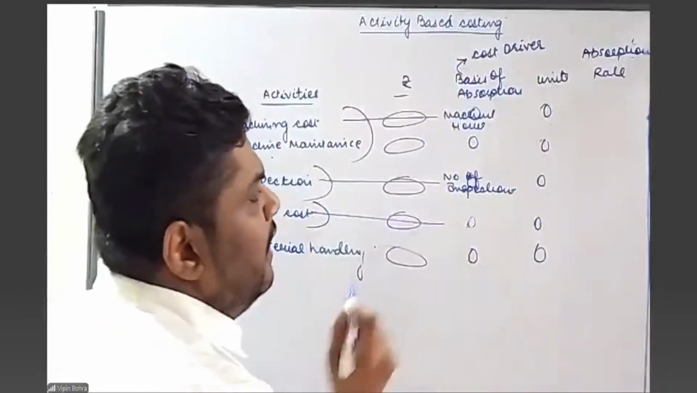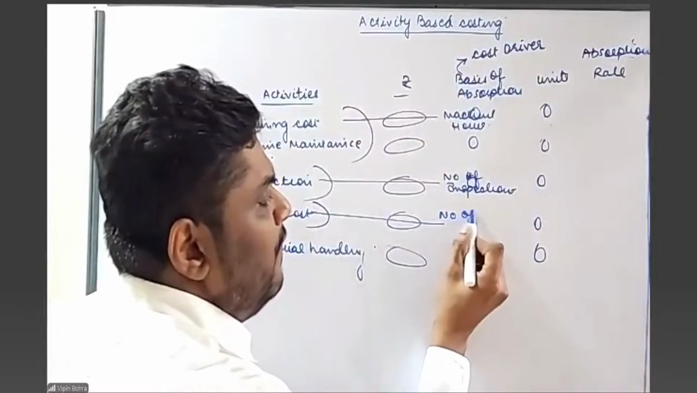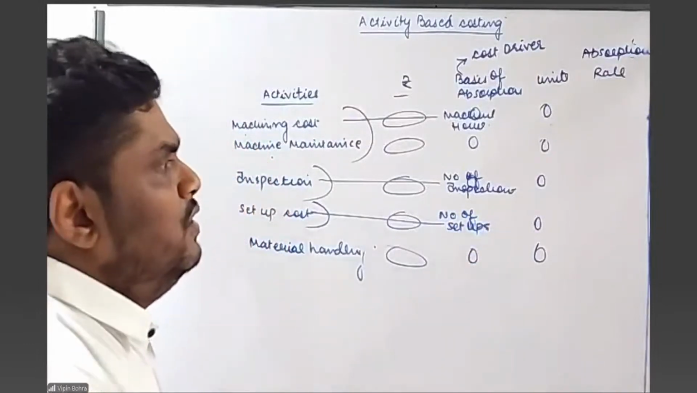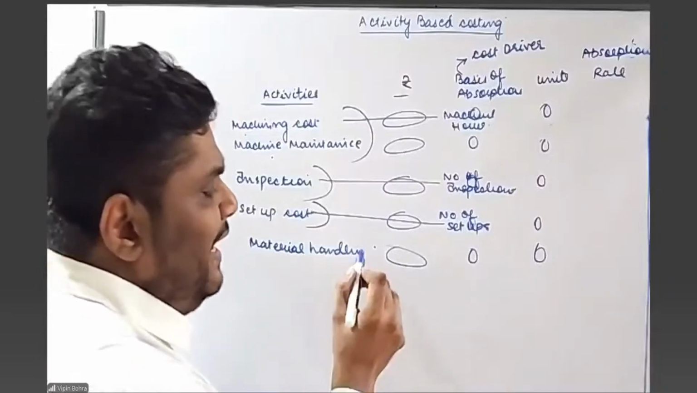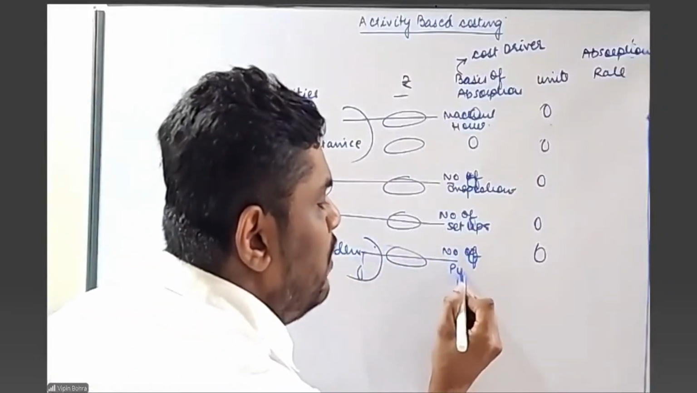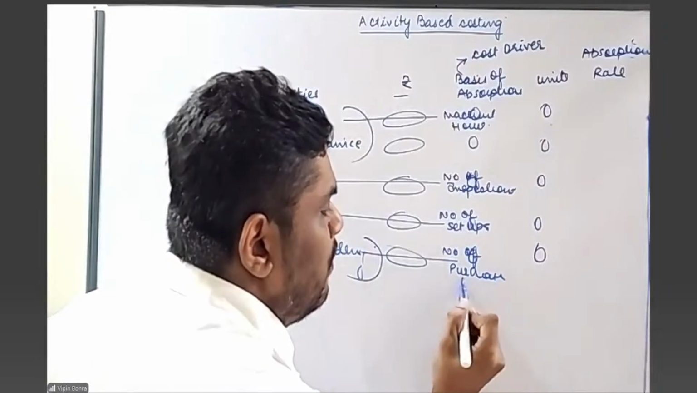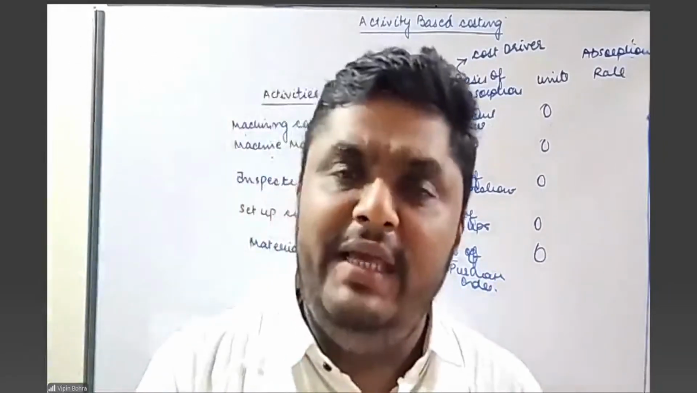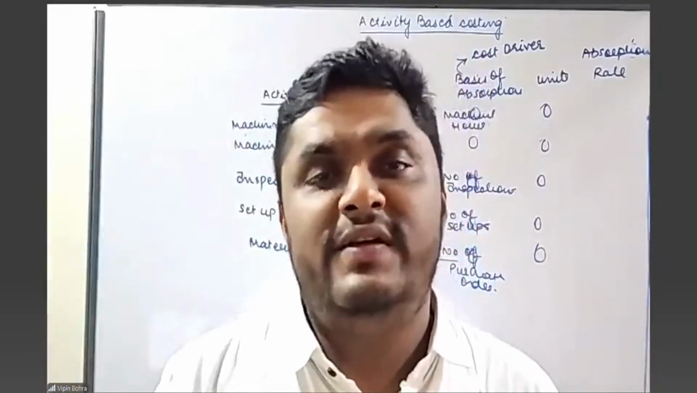It can be absorbed on the basis of number of setups. Material handling can be an activity. It can be absorbed on the basis of number of purchase orders. So for every activity, there will be a separate basis of absorption.